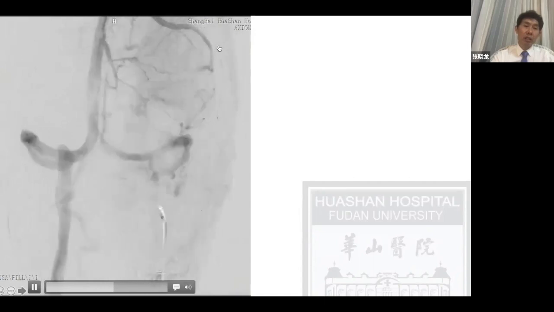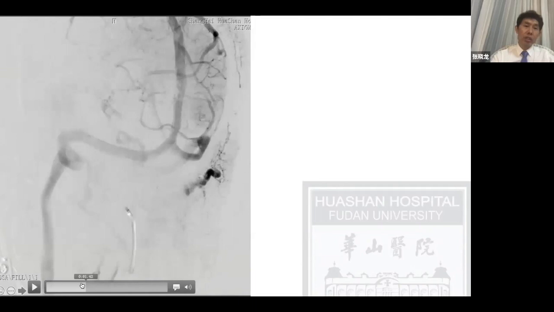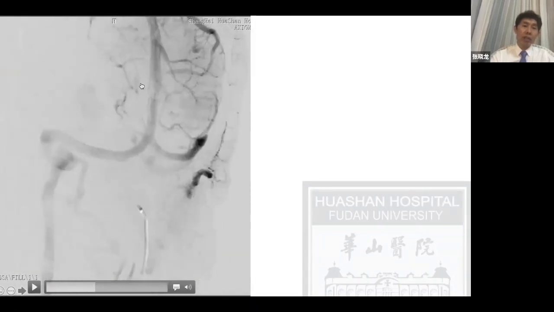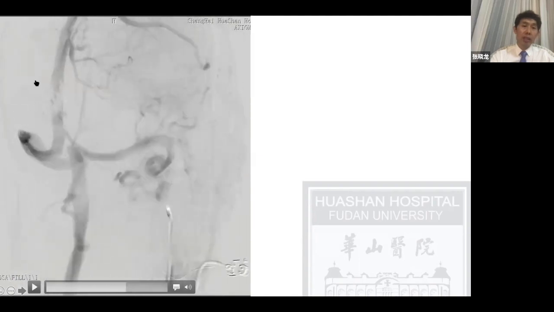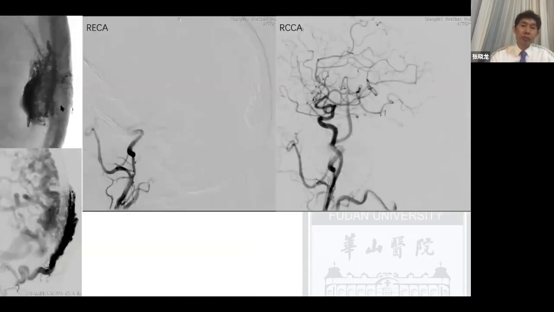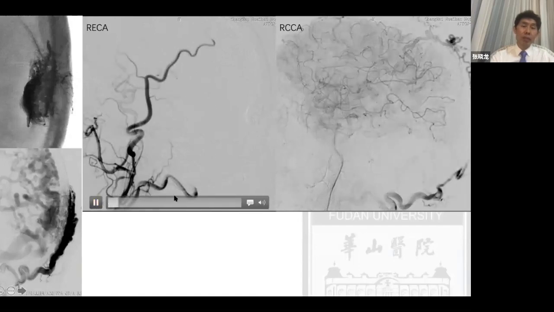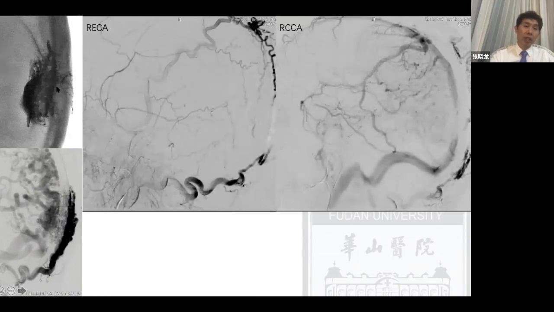And here is the sinus phase angiography with the rotation. We can see the fistula has nothing to do with the superior sagittal sinus. The sinus casting was here. And on the right ECA angiography, the sinus was totally gone. And here is the casting of the sinus with Onyx.